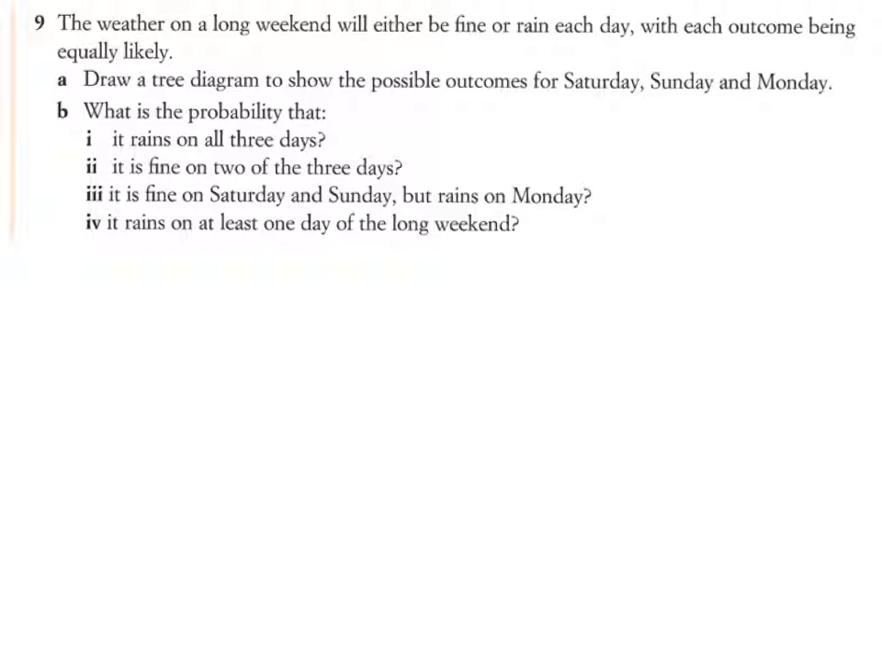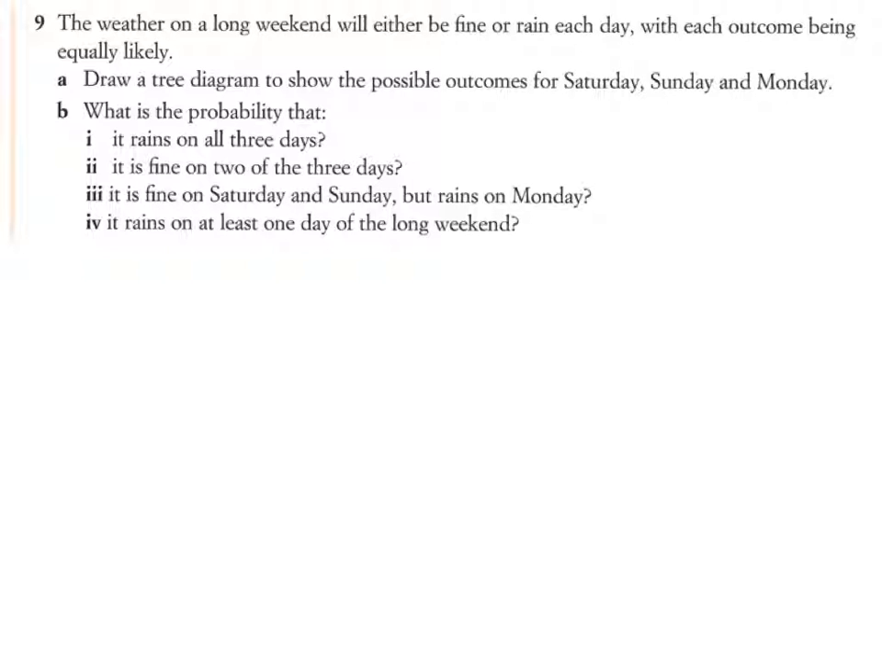Good evening, guys. Today we're looking at a question where we have to decide whether or not the outcomes are independent or dependent, and whether or not what happens prior affects what will happen later. So, the weather on a long weekend will either be fine or rainy each day, with each outcome being equally likely. Okay, so question A. Draw a tree diagram to show the possible outcomes for Saturday, Sunday, then Monday.